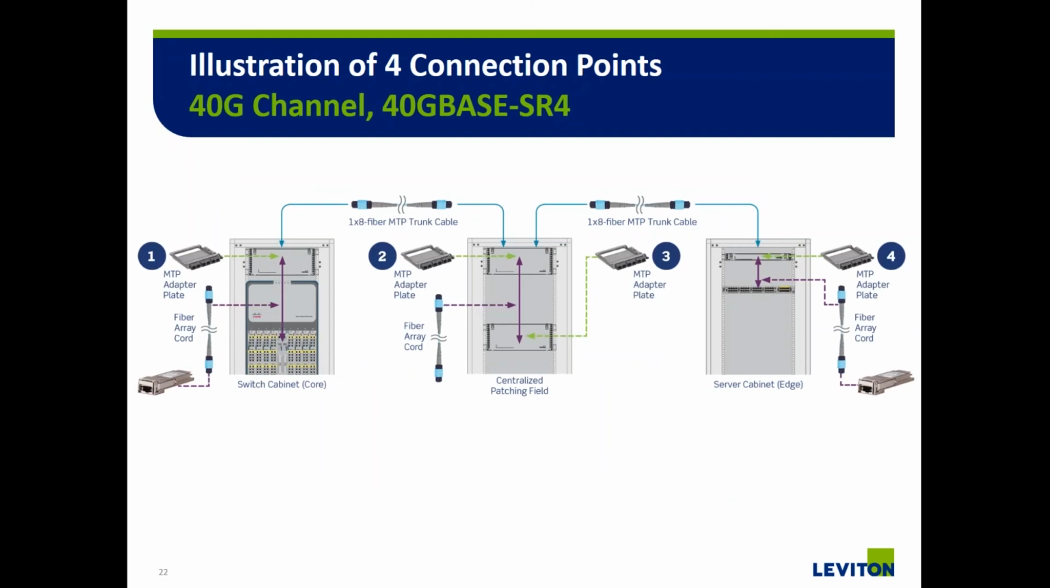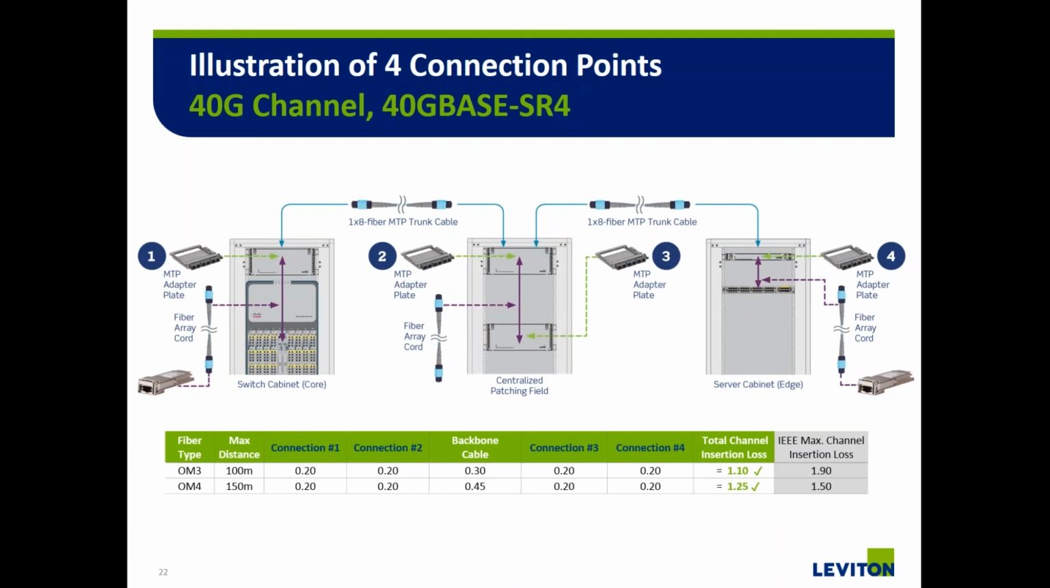For this 4 connection point 40 gig SR4 channel, MTP pass-through adapter panels replace the MTP conversion cassettes. Calculated channel loss budget passes for OM3 and OM4, as you can see here. If you're wondering if MTP conversion cassettes can be used here instead of the MTP pass-through adapter panels, the answer is no. At max distance, the calculated loss budget would be 2.3 for OM3 and 1.9 for OM4.